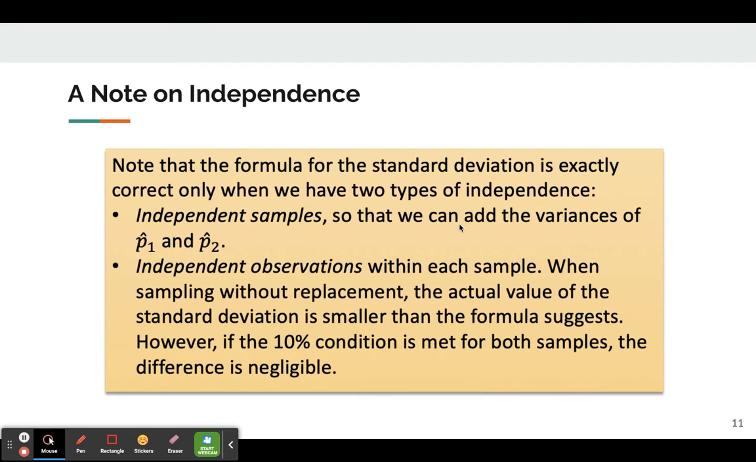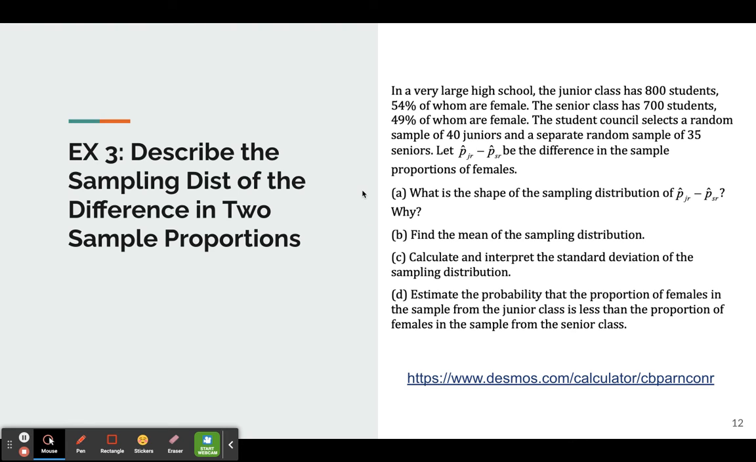All right, so note that the formula for the standard deviation is exactly correct only when we have two types of independence. Independent samples, so we can add the variances of p hat 1 plus p hat 2, and independent observations within each sample. When sampling without replacement, the actual value of the standard deviation is smaller than the formula suggests. However, if the 10% condition is met for both samples, the difference is very, very small, and we're just not going to worry about it. All right, so it's very important to check the 10% condition. All right, so here's our last example.